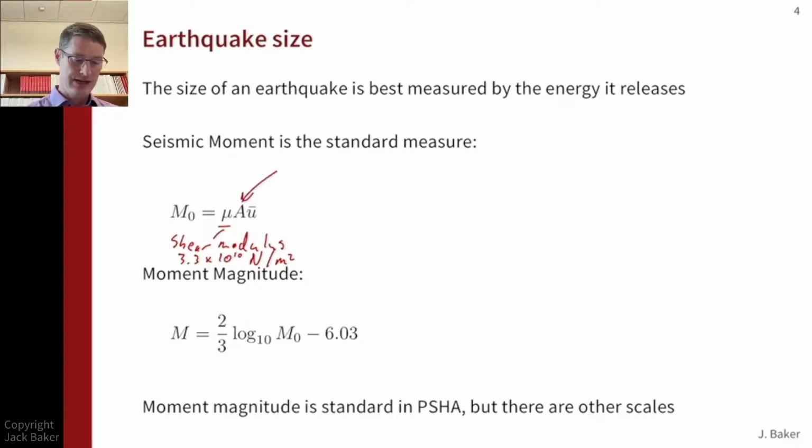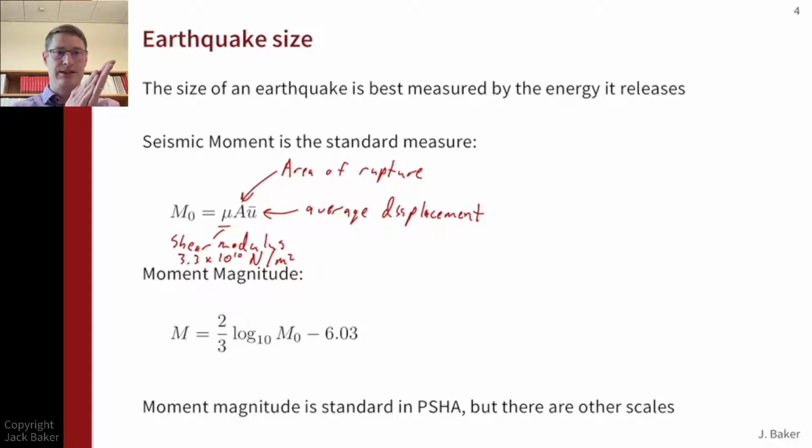Then we have A, which is the area of the rupture. And then we have this U bar, which is the average displacement. Okay. So if we have one side of a fault slipping against the other, we're going to measure the area over which that slip occurred, A. We're going to measure the amount of slip that occurred, the U bar, and then again we can take an average over that area that we've defined, which is the same thing as integrating the slip over the area.